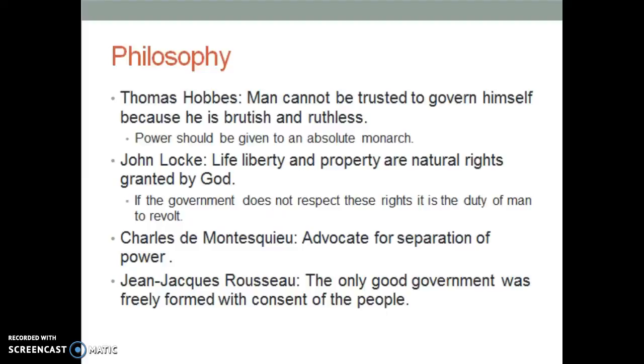Charles de Montesquieu advocates for the separation of power, which we see in our Constitution, and is discussed in Federalist 51. And then lastly, we have Jean-Jacques Rousseau. The only good government was freely formed with consent of the people. And this idea of legitimacy, I think, is something we're going to look at in the next slide.